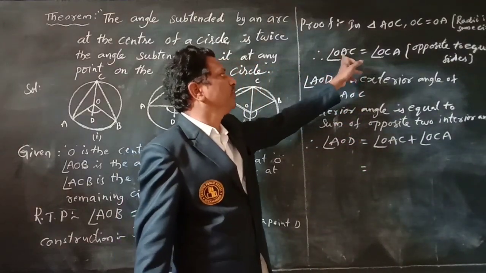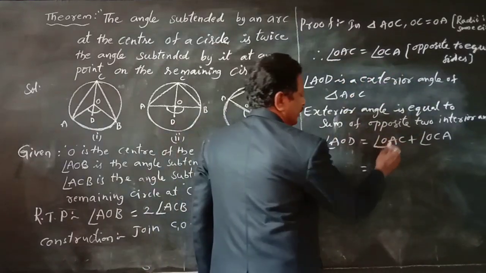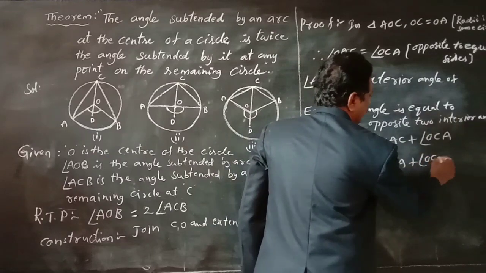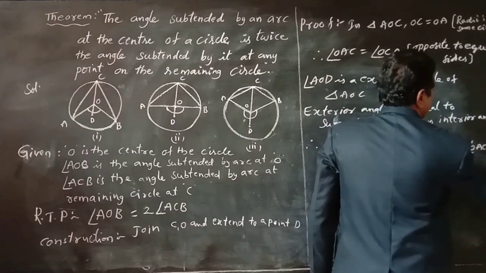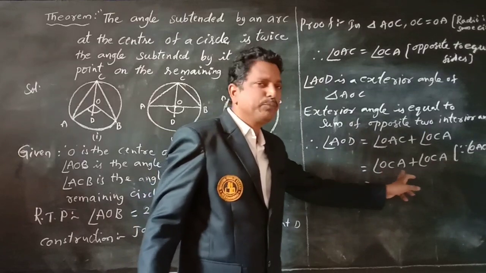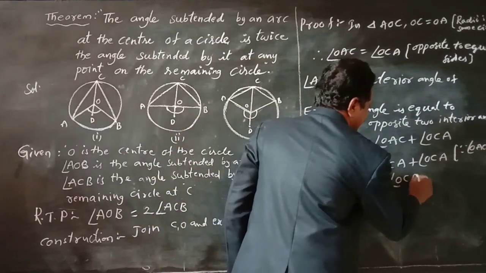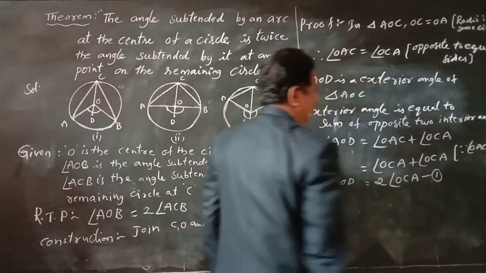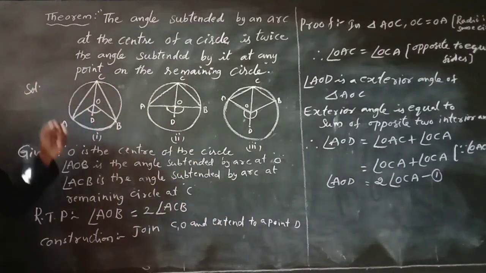But what do we have? Angle OAC is equal to angle OCA. In place of OAC, we write angle OCA. So angle OCA plus angle OCA is equal to 2 angle OCA. Angle AOD is 2 angle OCA. This is number 1, in this triangle: angle AOD is equal to 2 angle OCA.